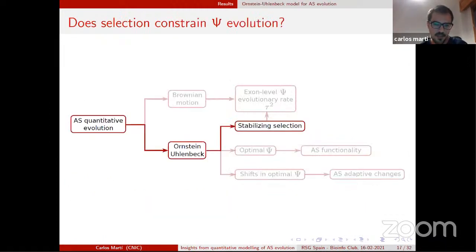Overall, what this suggests is that there is widespread variation in the average evolutionary rates across different exons in the genome. Next, we will use this other model, which is the Ornstein-Uhlenbeck model, which is a generalization of the previous one, to try to address the question of whether stabilizing selection is constraining the evolution of exon inclusion rates.